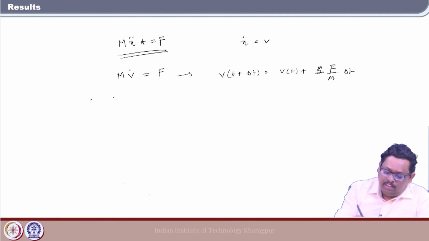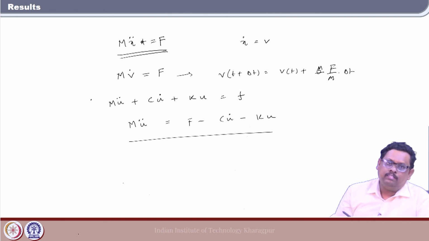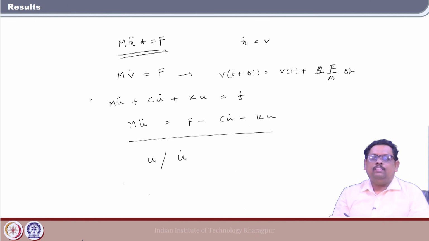Similarly, here we have m into u double dot plus c into u dot plus k into u equal to your external force F. In the same way, you can write this as equal to F minus c u dot minus k into u, and then you can find the solution, so you get the displacement u as well as the velocity u dot, right. So this is all about the structural solution of this hydroelasticity problem.